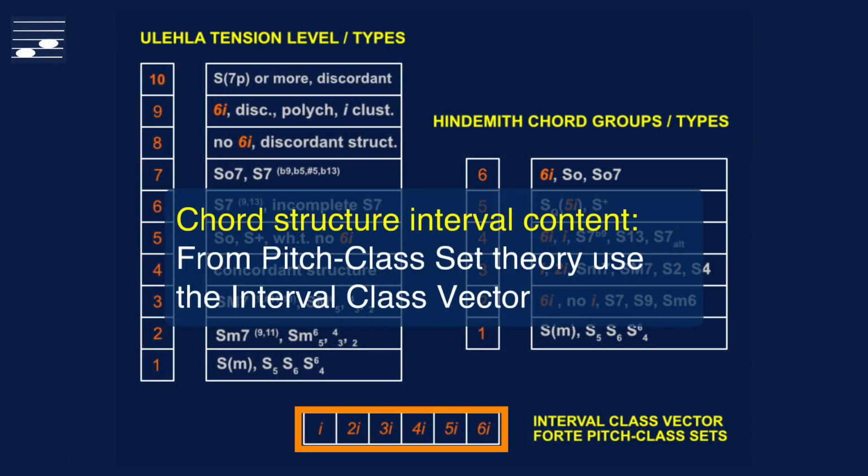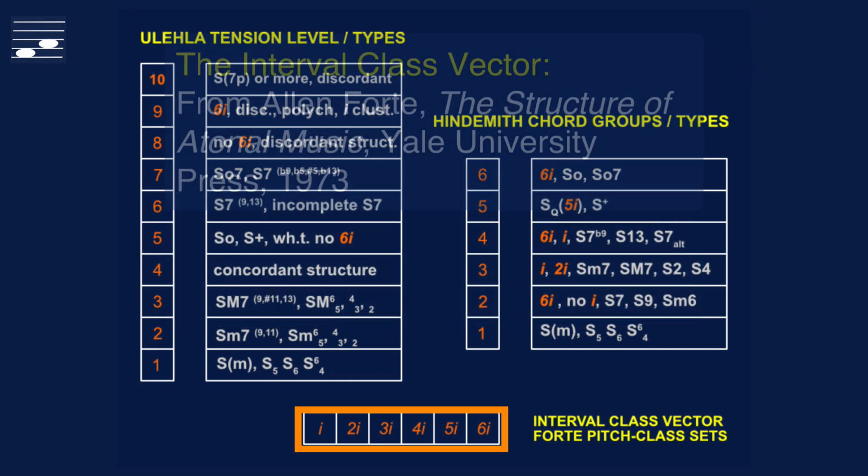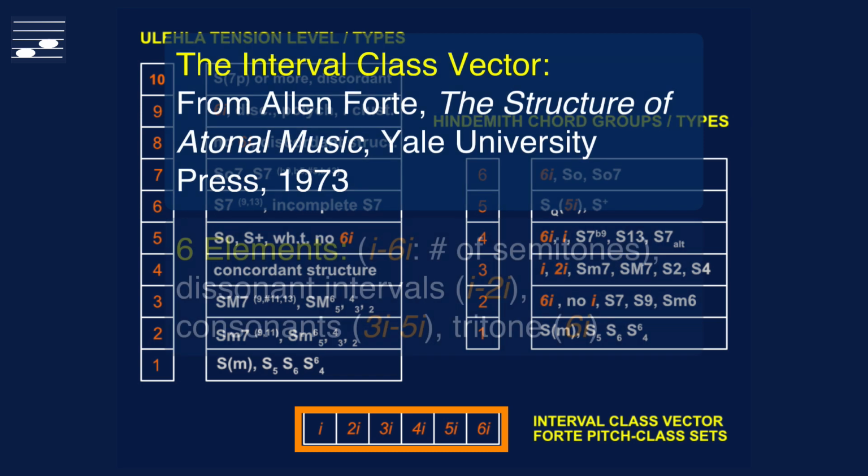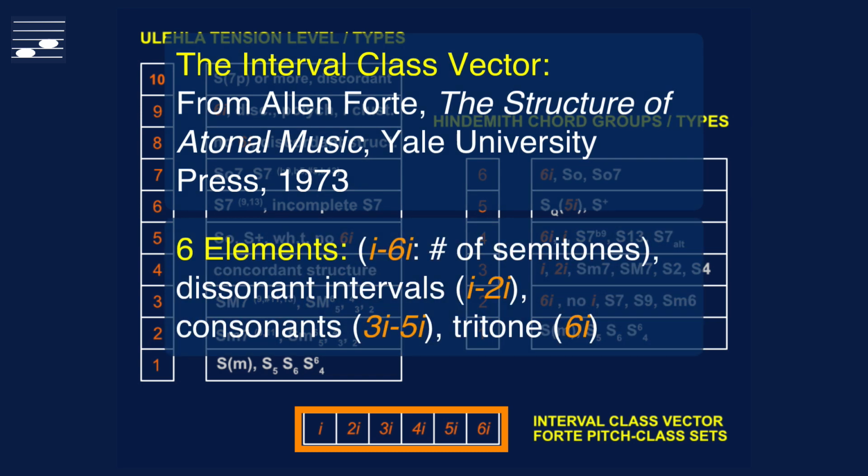From the Ellen Forte book on atonal music, I used the 6-element interval class vector, shown in the diagram at the bottom. Each pitch class set and chord is characterized by its interval vector that shows the number of dissonant and consonant intervals in the structure.